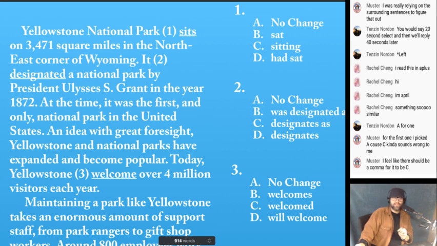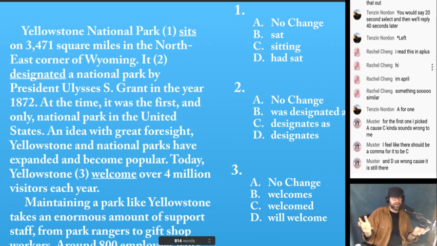I just kind of ripped this off Wikipedia. But I feel like there should be a comma for it to be C. Well, C would make it an incomplete sentence. Now, if you said Yellowstone National Park, sitting on 3,471 square miles in the northeast corner of Wyoming, comma, is a national landmark, that would be fine, because it would be a big non-essential modifier and we don't need a sentence inside there. So that would work.